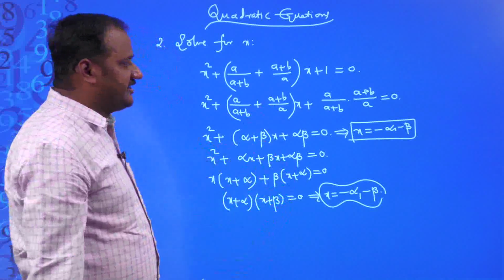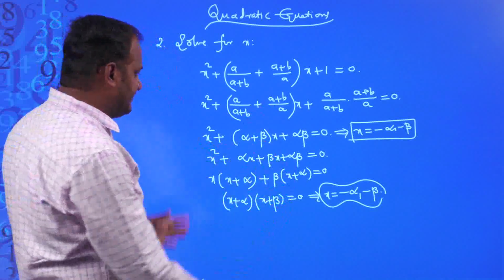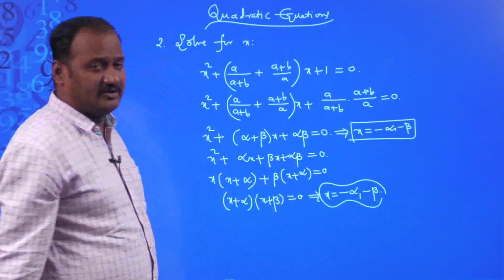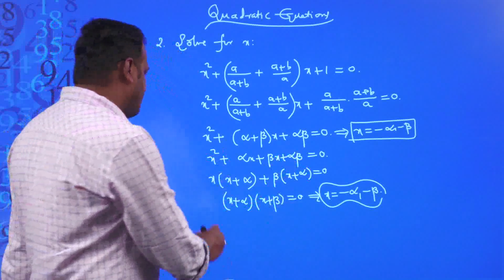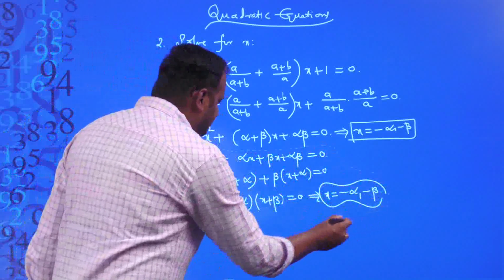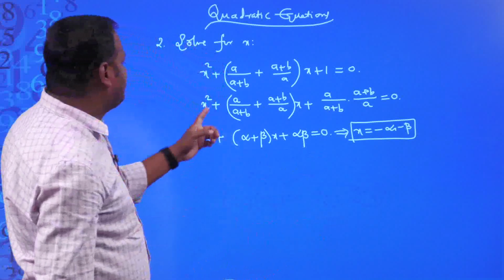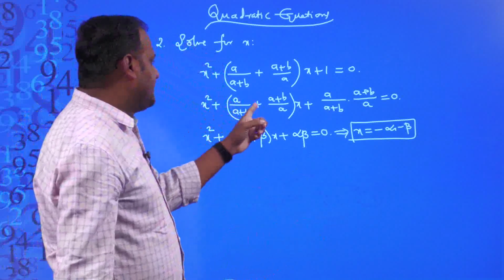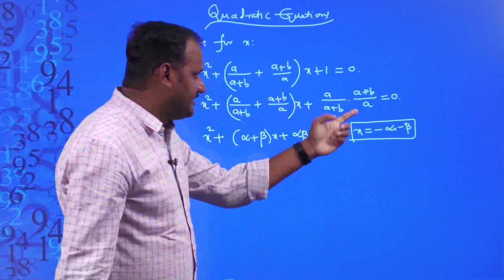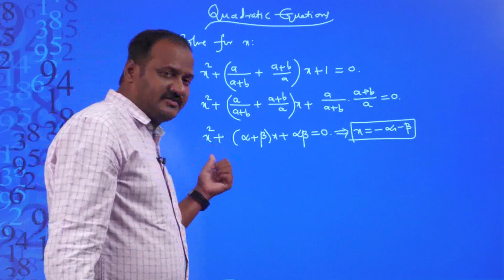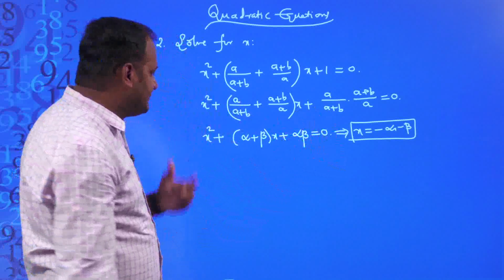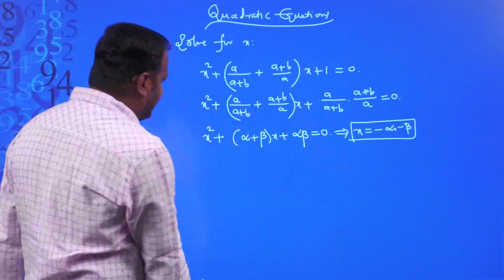So, directly you can write the roots are minus alpha comma minus beta. I just showed you how I got those roots, x is equal to minus alpha and minus beta. So, moving back to our problem, here our problem is x square plus a divided by a plus b plus a plus b divided by a into x plus a by a plus b into a plus b by a is equal to 0, which is in the form of x square plus alpha plus beta into x plus alpha beta is equal to 0. So, what is there in the place of alpha and what is there in the place of beta?